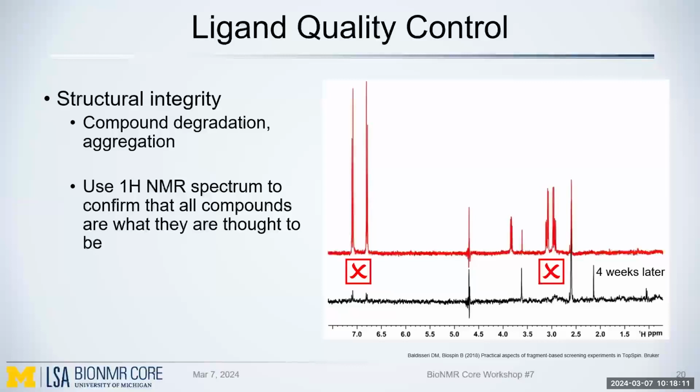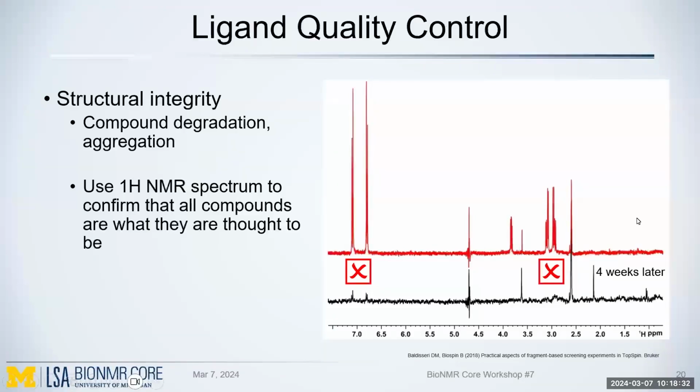And running those 1D NMR spectra of the ligand sample is also important, as these 1D spectra can be used to help check the structural integrity of the ligand. Sometimes those compounds can undergo aggregation or degradation in aqueous buffer. So running those 1D spectra can confirm that all compounds are what they are thought to be.